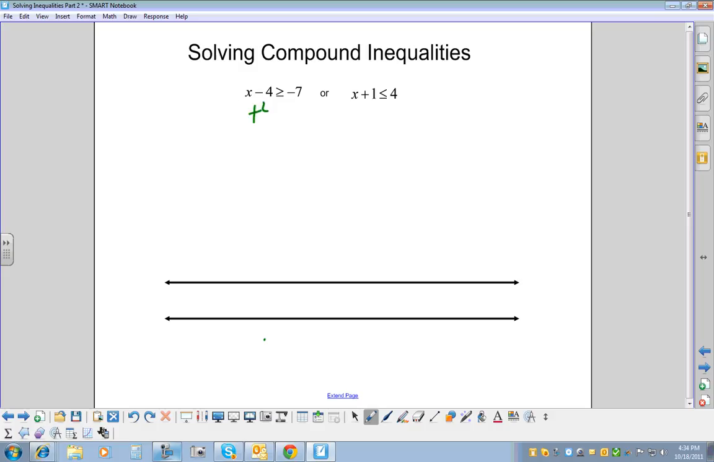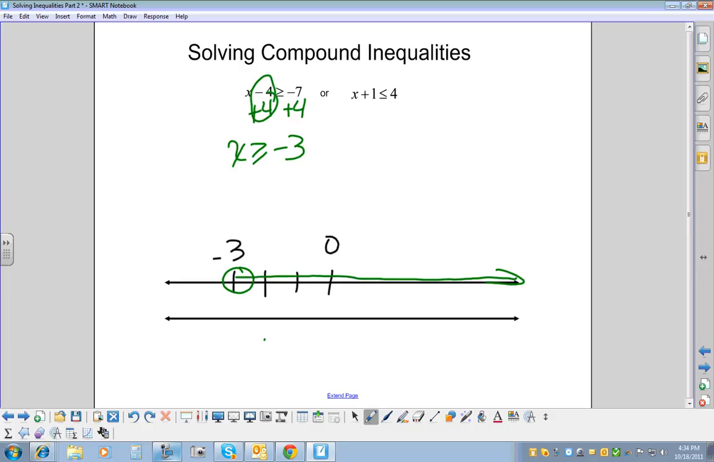I'm going to solve this inequality. I'm going to add 4 to both sides. I get my 0 pair. X is greater than or equal to -3. And so now I'm going to graph that on my number line. Here's 0, 1, 2, -3. Circle my critical point. Graph it in the x is greater than -3 direction and shade that critical point. And I've graphed and solved that inequality.